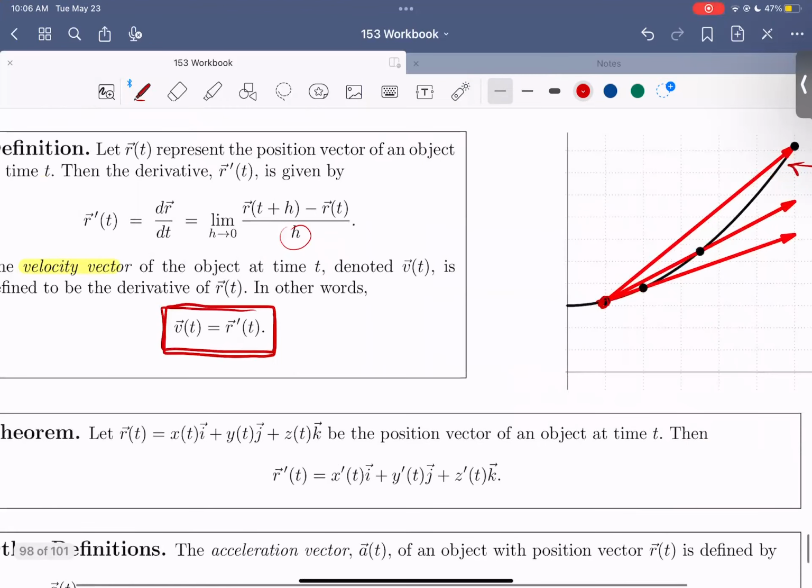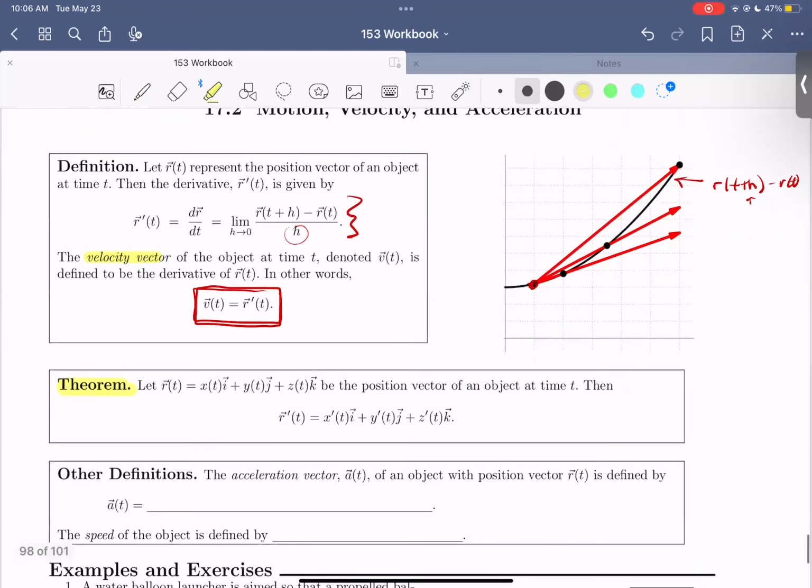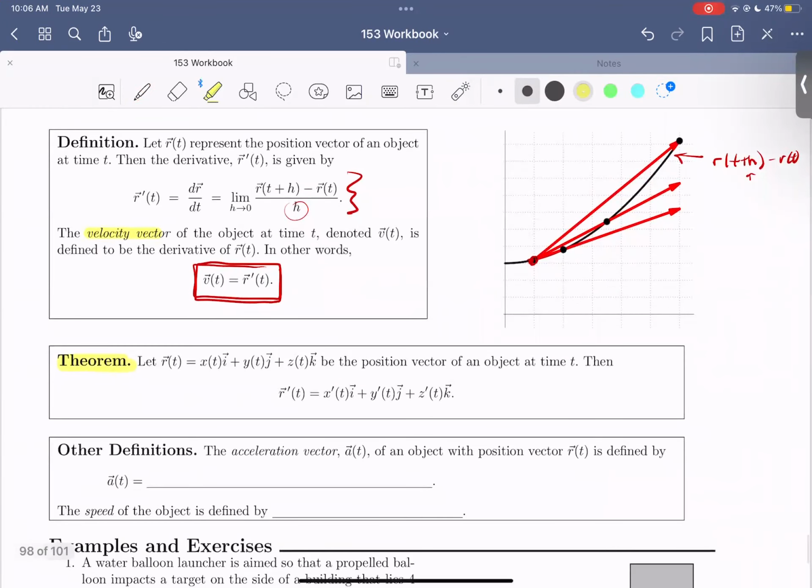Okay, cool. So what about actually computing this vector? Because this involves a limit with vectors. So how does that computation actually work? Well, it turns out it's as simple as taking the derivative of each component. So the next theorem, we are given that r of t is the parametric equation x of t i plus y of t j plus z of t k. And we're told it's the position vector of some object at time t. So meaning our object is moving along that curve in this manner.